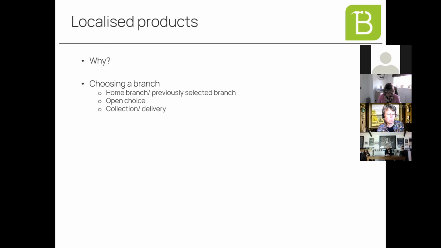So in order to tailor the search on your website, we need to know which branch is suitable. To determine this, we need a postcode, a location, a town, or you could give the customer a list of branches to choose from.